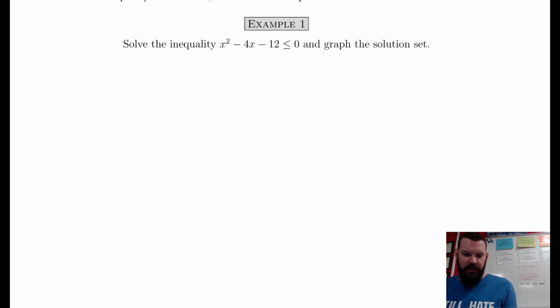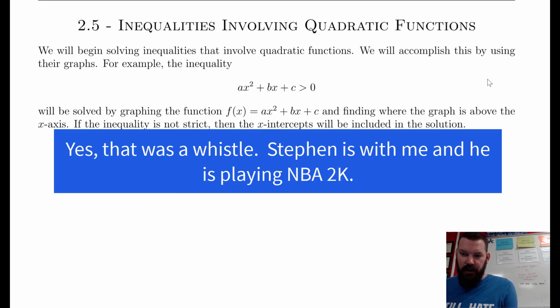Good morning, guys. We are on day 5 of our coronavirus-induced NTI extravaganza, and we're getting ready to talk about inequalities involving quadratics. So far, this class has gone pretty well.